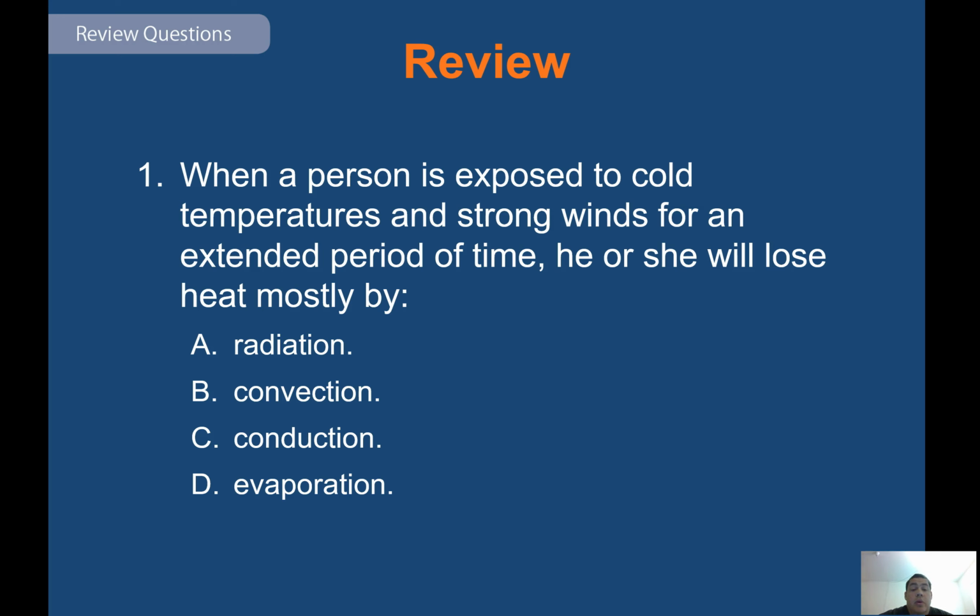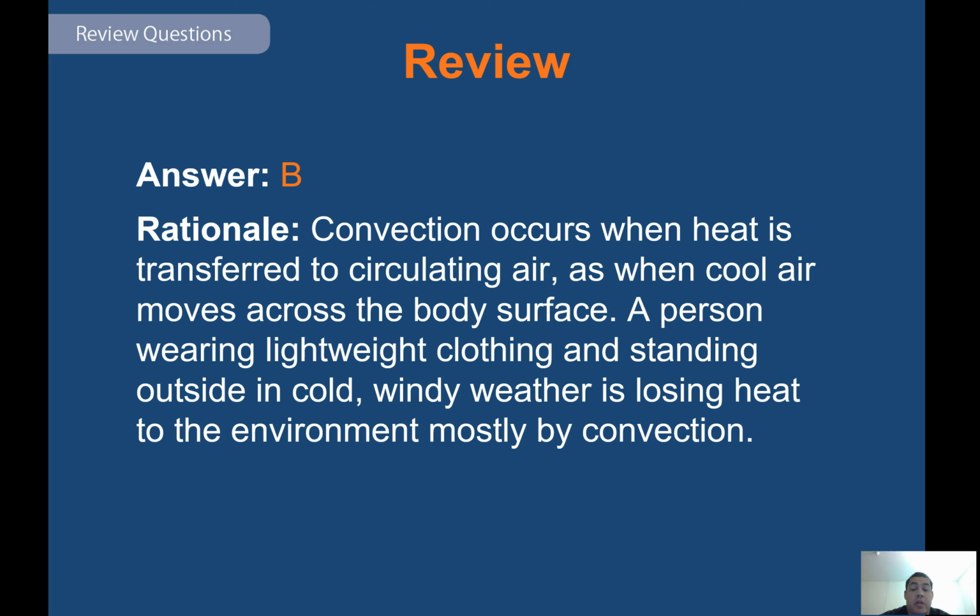Okay. When a person is exposed to cold temperatures and strong winds for an extended period of time, he or she will lose heat mostly by what? So B, convection occurs when heat is transferred to circulating air, as when cool air moves across the body's surface. A person wearing lightweight clothing and standing outside in cold, windy weather is losing heat to the environment mostly by convection.